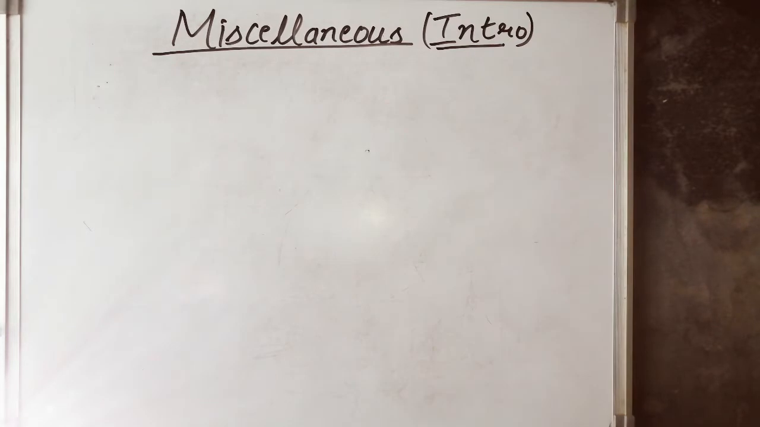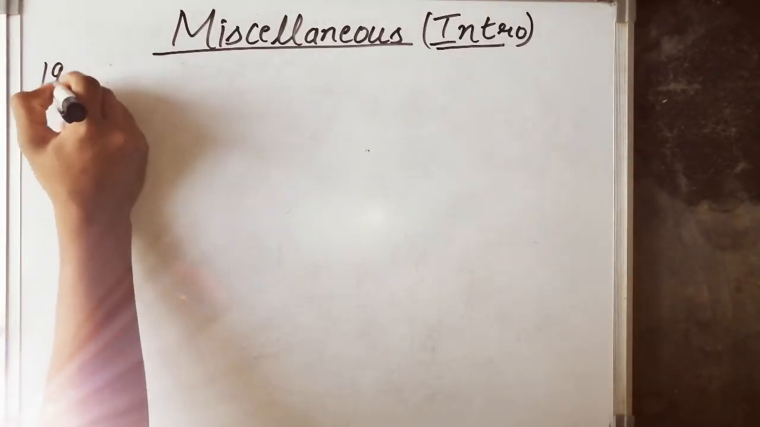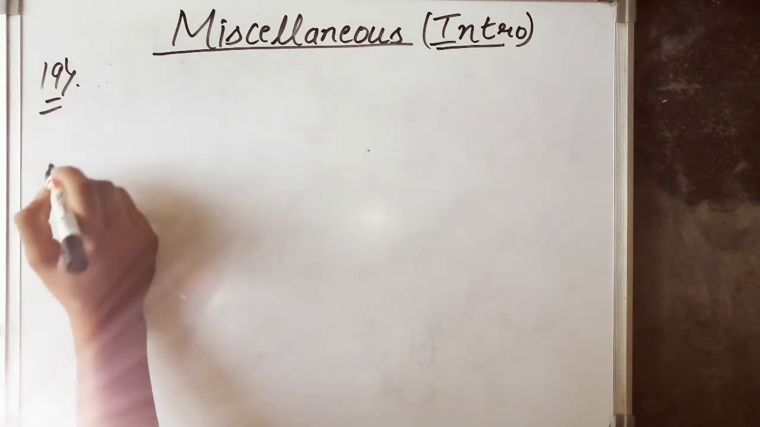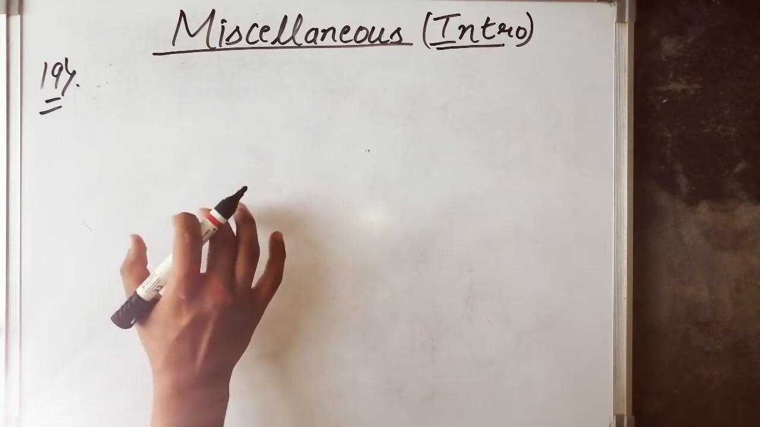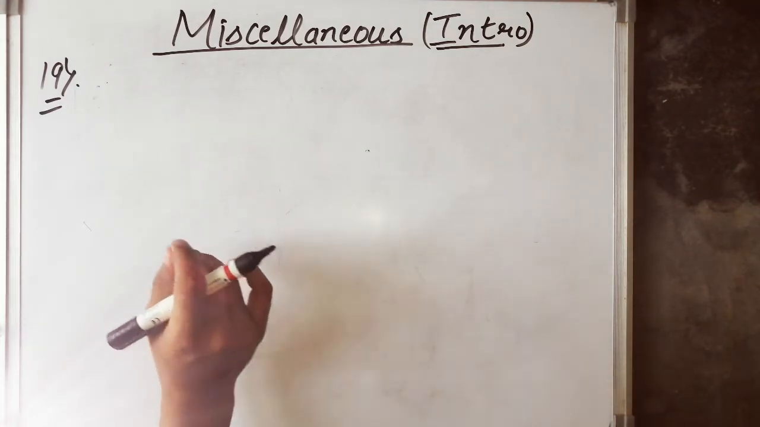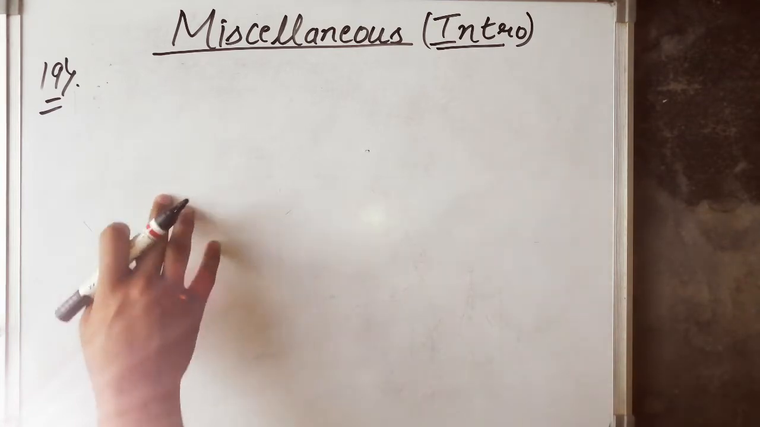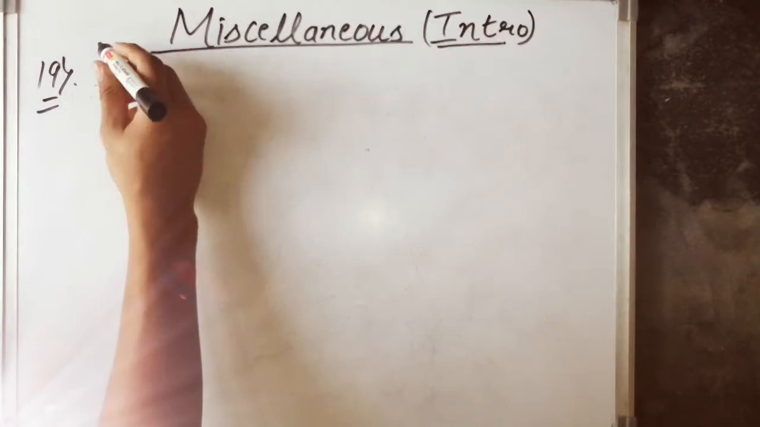Okay students, let's have a look at the 19th example, which states: let R be the relation from Q to Q defined by R equal to (a, b) such that a, b belong to Q and a minus b belongs to the integers. Let me write down the statement.